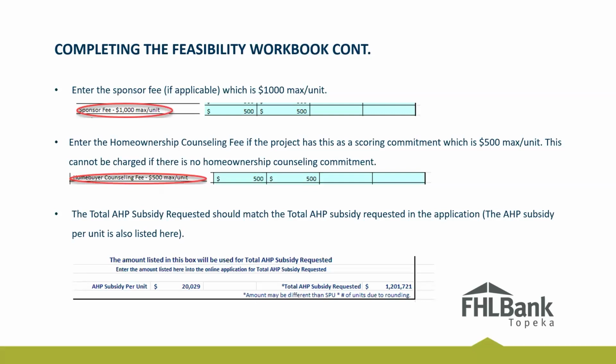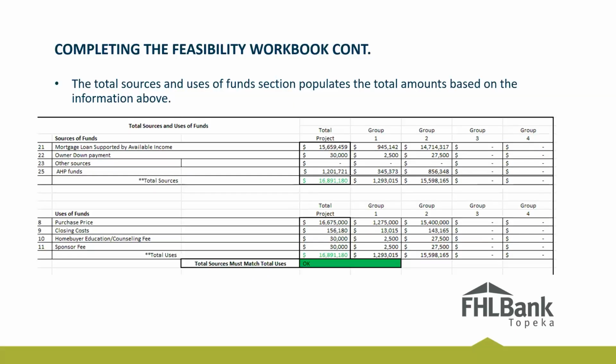Next, enter the sponsor fee if applicable, which is $1,000 max per unit. Enter the homeownership counseling fee if the project has this as a scoring commitment, which is $500 max per unit. This cannot be charged if there is no homeownership counseling commitment. The total AHP subsidy requested should match the total AHP subsidy requested in the application. The AHP subsidy per unit is also listed here. The total sources and uses of funds section populates the total amounts based on the information above.